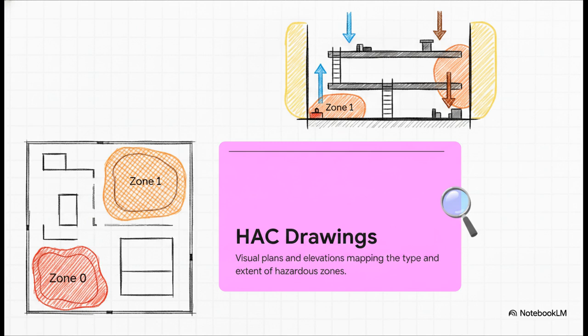Why? Well, hydrocarbon gases have buoyancy. Some are heavier than air and they sink, while others are lighter and rise. So you need those vertical elevations to show the true three-dimensional extent of the zones above and below the decks, as well as mapping out things like ventilation openings, obstacles, and airlocks. Basically, anyone should be able to look at this visual record and know exactly what is allowed where.